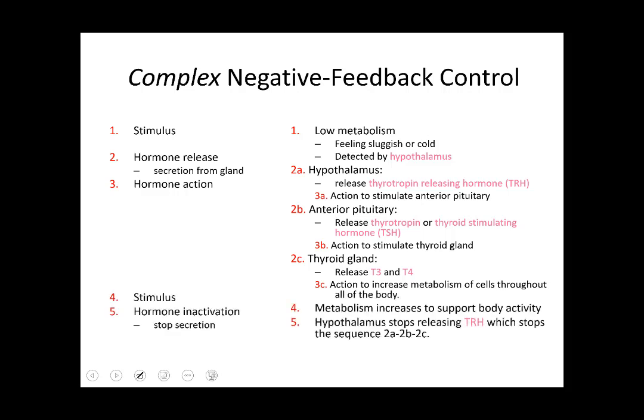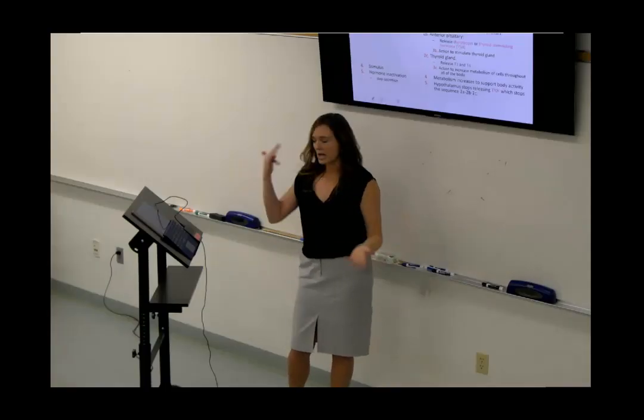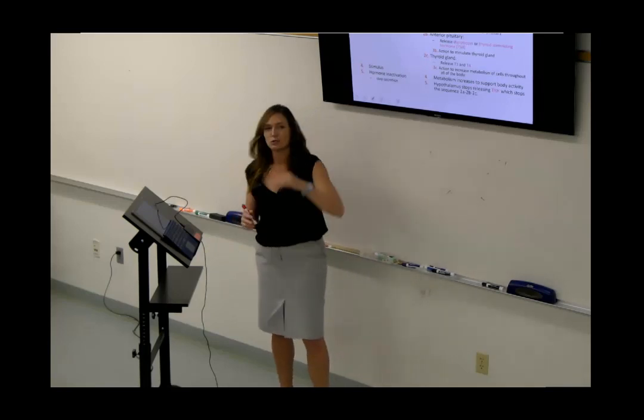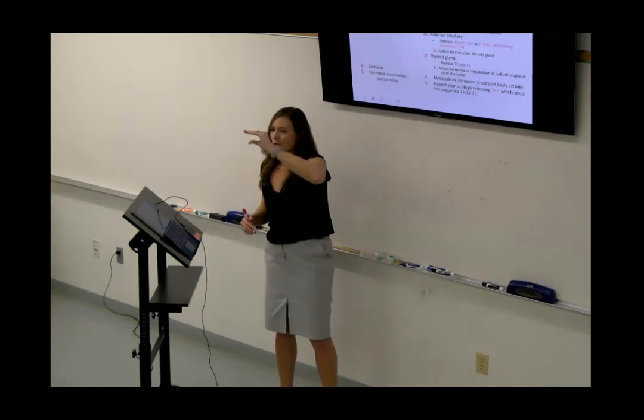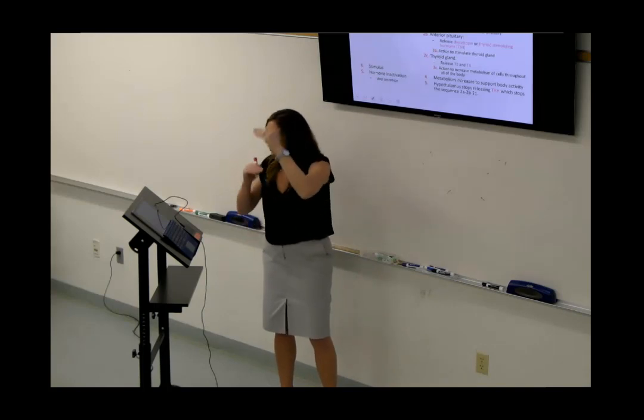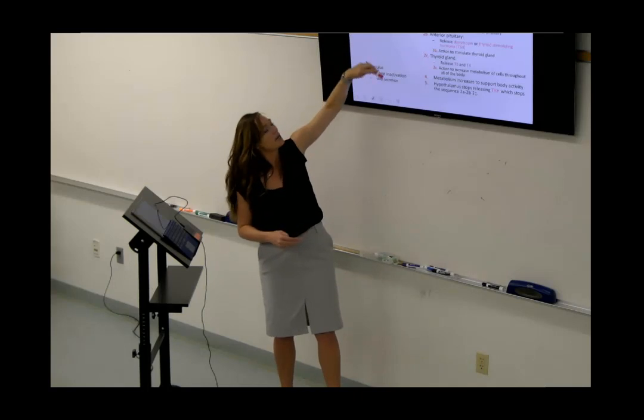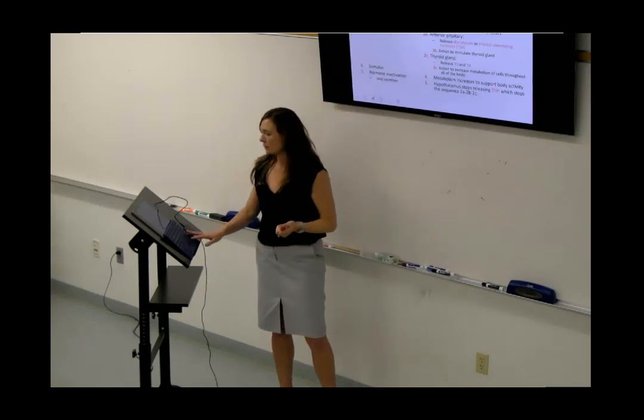And then the hypothalamus detects that again and says, things are good. Let me send out a thyroid inhibiting hormone and tell the thyroid gland to stop releasing. So that is our complex negative feedback loop. It's complex because we're going from hypothalamus, and we have a pituitary gland, and we have a thyroid, so like a two gland or kind of one. But it still follows the same basic pattern here.